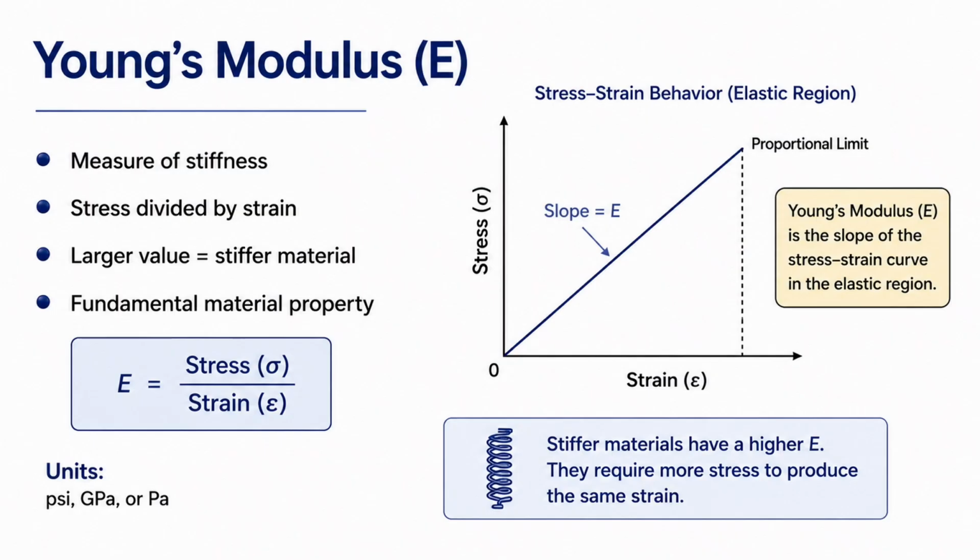Young's modulus is one of the most important material properties in engineering. It is defined as stress divided by strain and serves as a measure of stiffness. Materials with a large Young's modulus require more stress to produce the same amount of strain. Young's modulus tells us how resistant a material is to deformation, but it does not tell us how strong the material is.